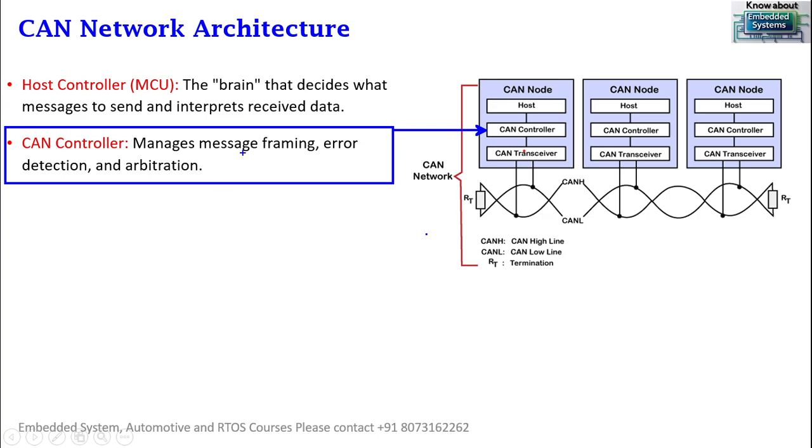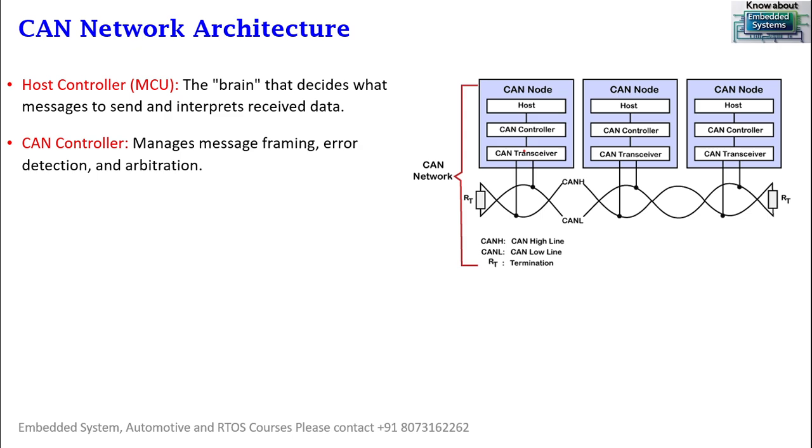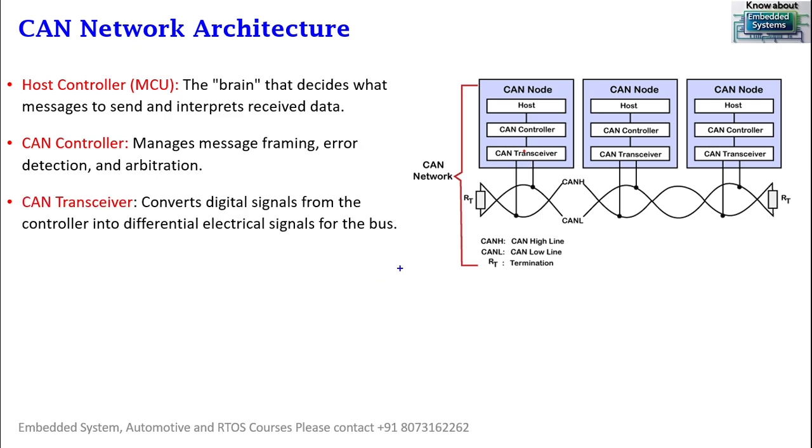Now you can see here we have written message framing. Message framing is not a functionality of the host microcontroller. Message framing is a functionality of your CAN controller. Error detection is a functionality defined in the CAN controller. The arbitration process is defined in the CAN controller. Like that, every functionality related to CAN is programmed and written in the CAN controller. This is the second component of our CAN node.